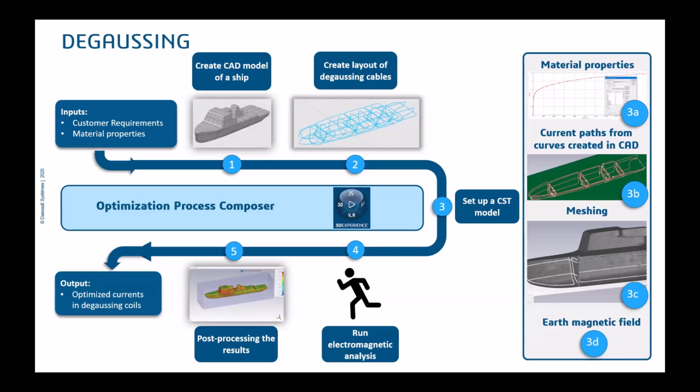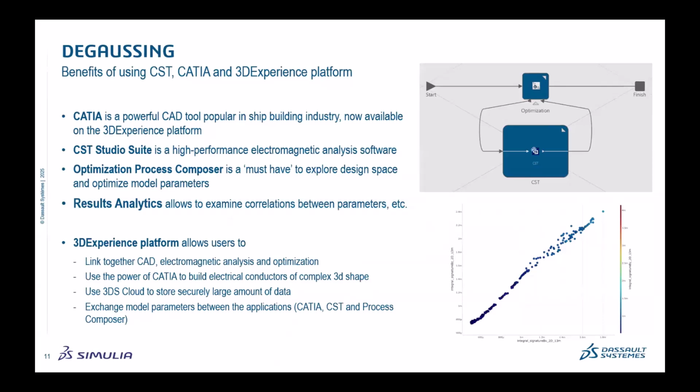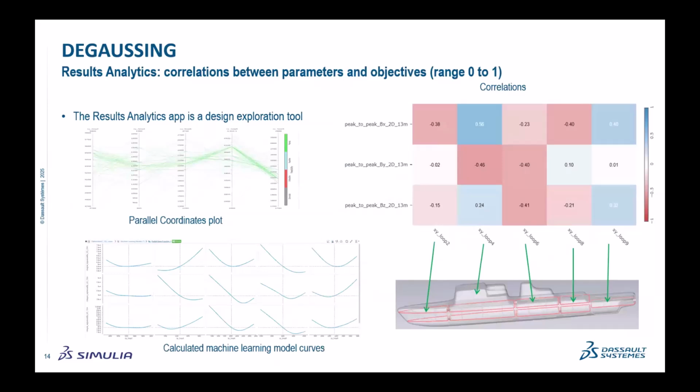In this particular case, we use optimization process composer, which is one of the applications of the platform, and the process composer allows you to carry on the analysis and pull the data from CATIA, from CST Studio Suite for electromagnetic applications, and then later on use results analytics, and you can see how quickly everything is going almost on a straight line to optimize solution.